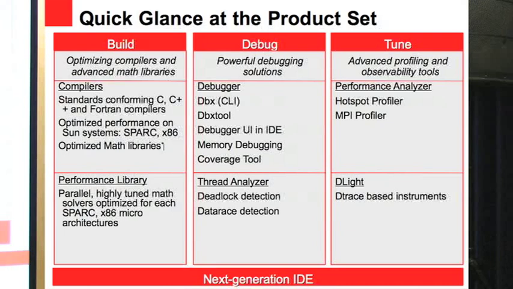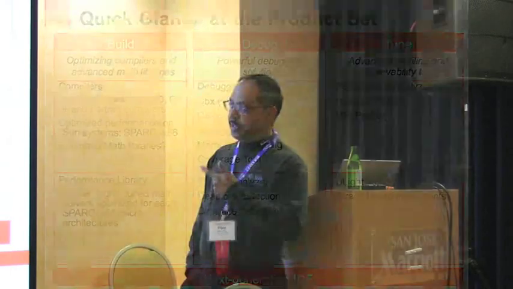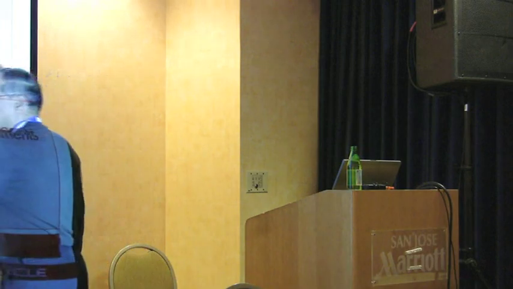There's different ways you can do debugging. You can do command line using DBX as a command line tool. There's a point product called DBX tool, which is a standalone debugger, or there's a debugger UI that's included as part of the IDE. Okay, you can do all of those. There's deadlock detection and data race detection tools that we just talked about.